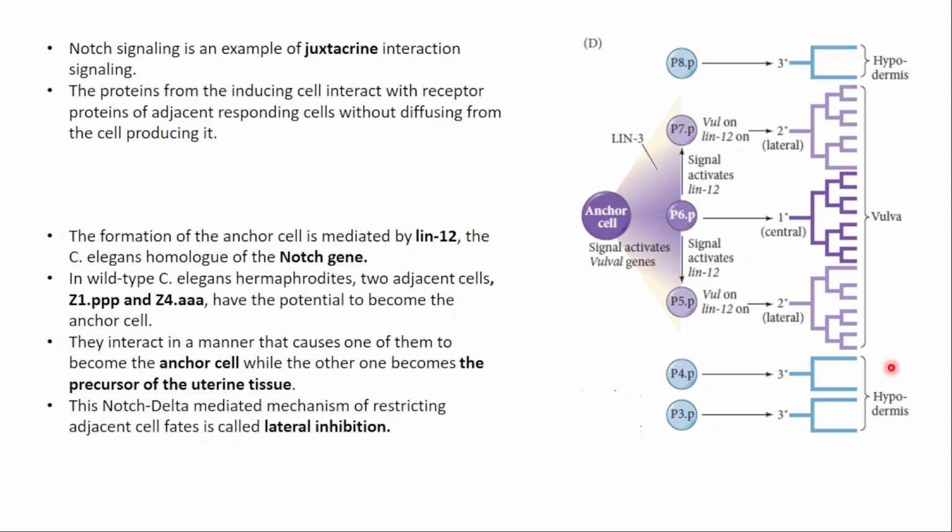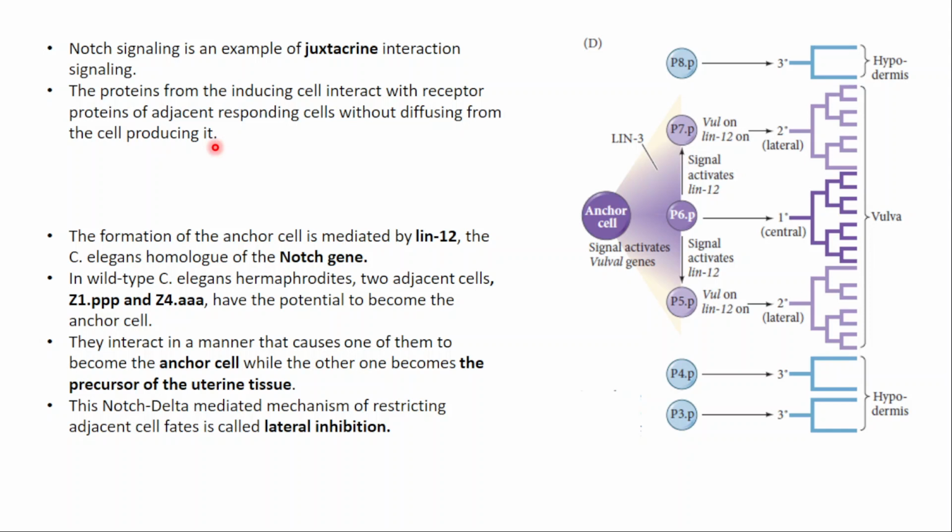Whereas Notch signaling, which was the correct answer for this question, is an example of juxtacrine interaction signaling, which I was saying earlier. The proteins from the inducing cell interact with the receptor proteins of adjacent responding cells without diffusing from the cell producing it. So it is not a diffusible or secretory ligand-receptor interaction, while it is a juxtacrine interaction. Cells adjacent to each other interact with the ligand and the receptor. So we have Notch, we have the Delta ligand and the Jagged receptor. These are the two interacting partners in Notch signaling.